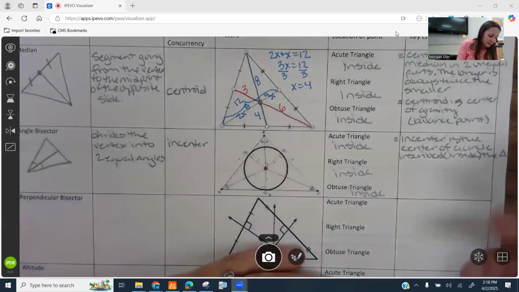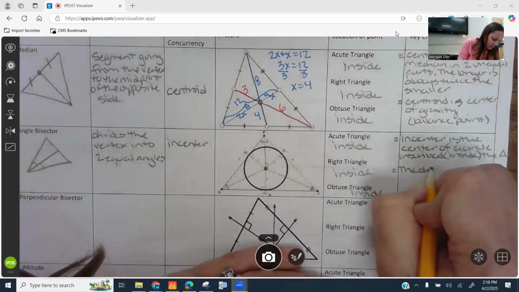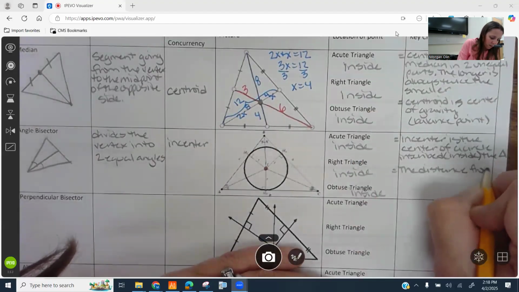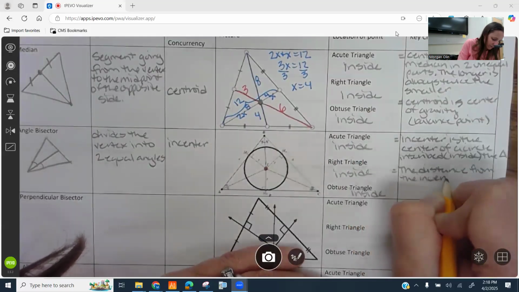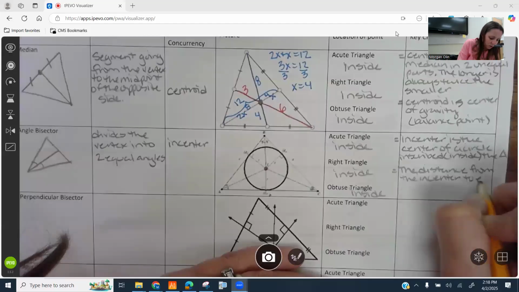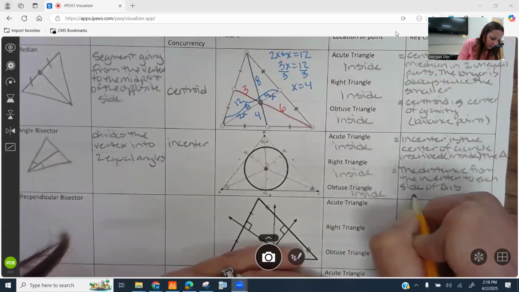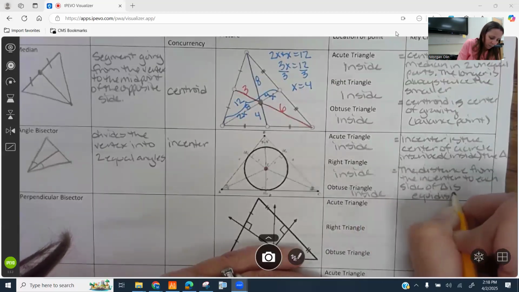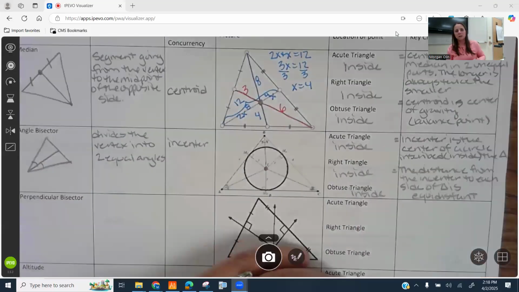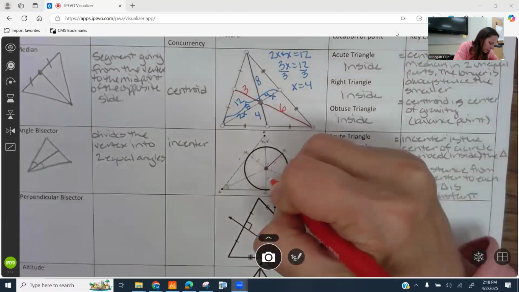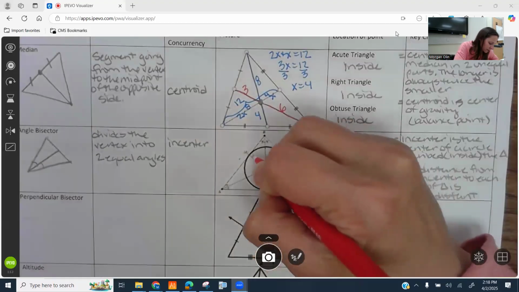All right, and the distance from the incenter to each side of the triangle is equidistant. Equidistant means equal distances. So what that means is when we talk about distance from one point to another, it's going to be a straight line perpendicular, and you see these right angles right here. So this segment right here is going to equal this segment, which is going to equal that segment right there.